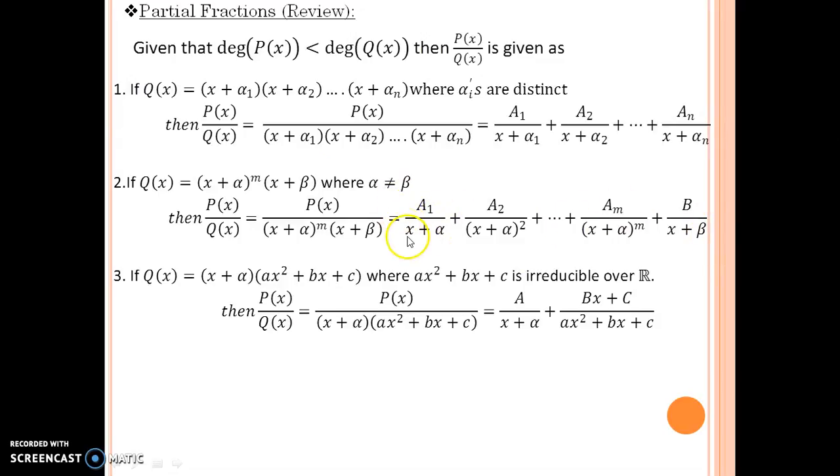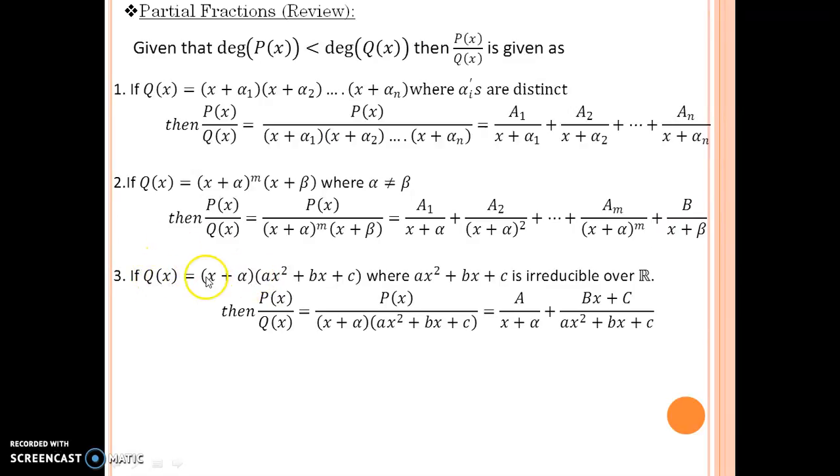Now observe that since the root is repeated m number of times, you have m coefficients to be determined, and in the denominators, the power goes on increasing: x plus alpha raised to 1, then square, and so on up to power m. So that is one case. Now the last case is very important.